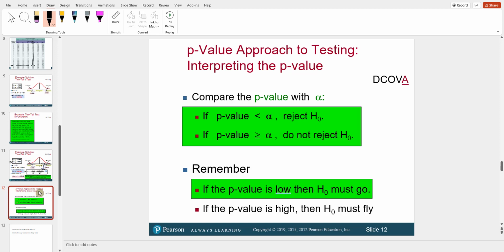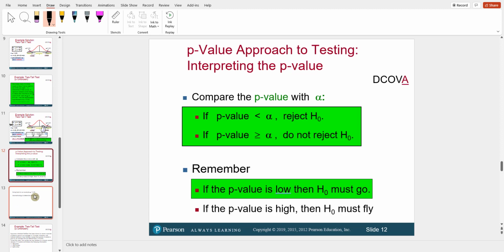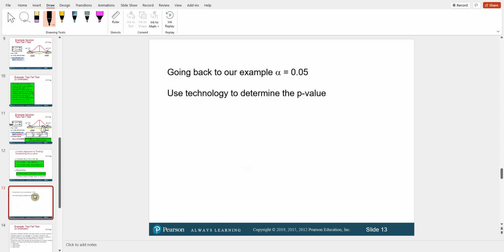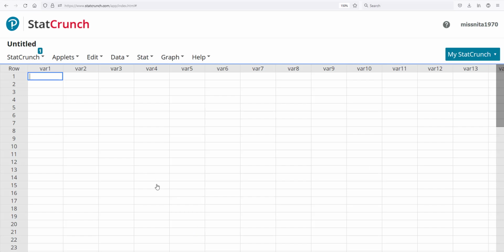If p is high, the null must fly. So if the p-value is greater than your alpha, you do not reject the null hypothesis. So I'm going to show you how to calculate the p-value. And actually, I'm going to show you how to do this whole test on StatCrunch. StatCrunch and my Excel templates will give you your p-values. So let's go ahead and do this in StatCrunch.